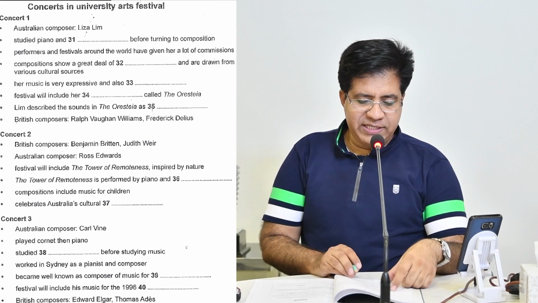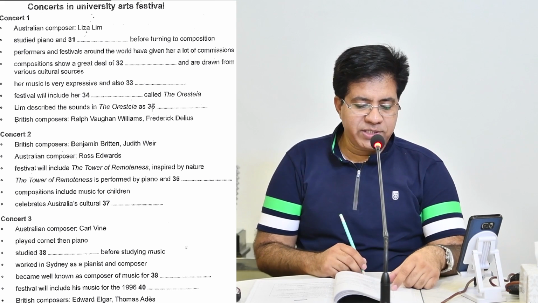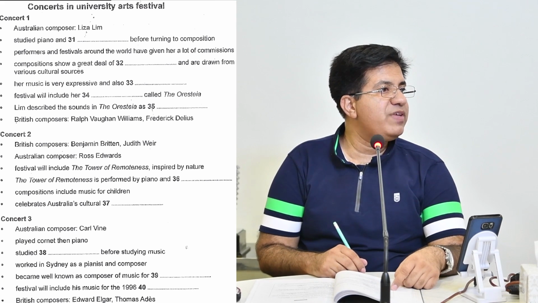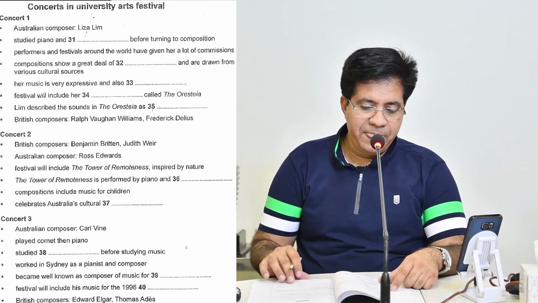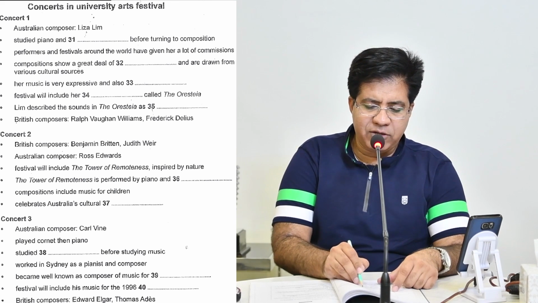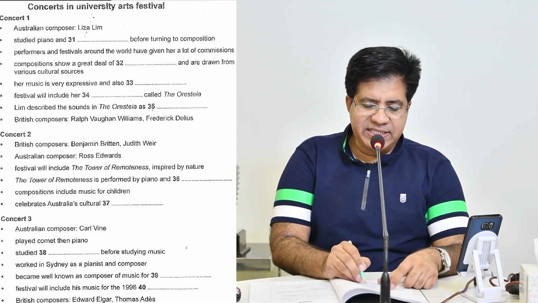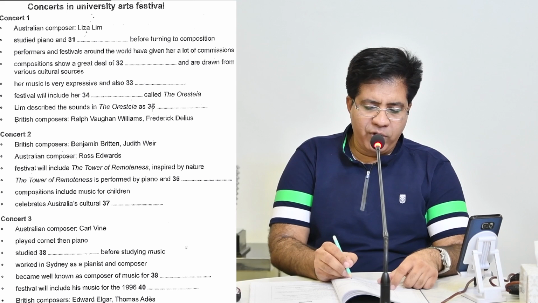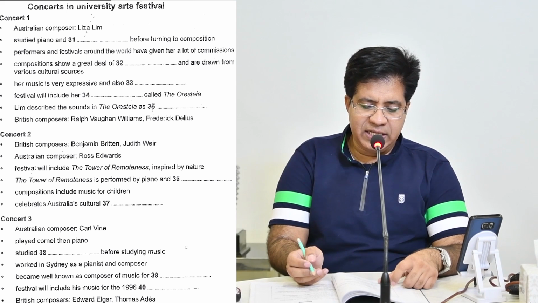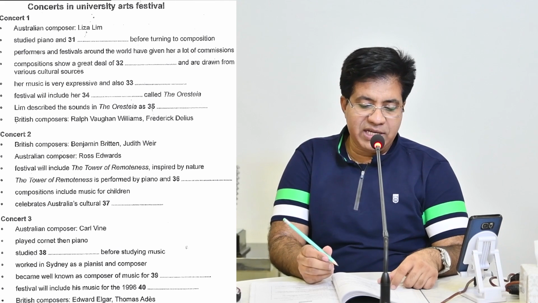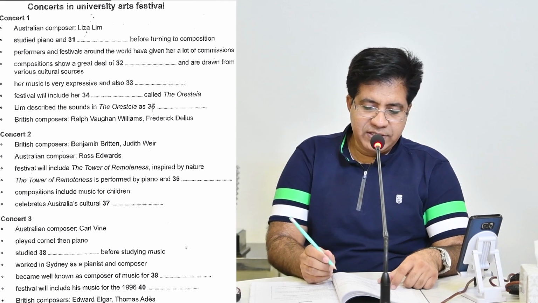Okay, now concept 2. And can you see in concept 2, first 3 bullet points without any question. You're not going to waste your time to read them. In the first bullet point, please underline the word Judy. In the second bullet point, underline the word Ross. And third bullet point, underline the word nature. Inspired by nature. And the next one we are going to read because there is question number 36.